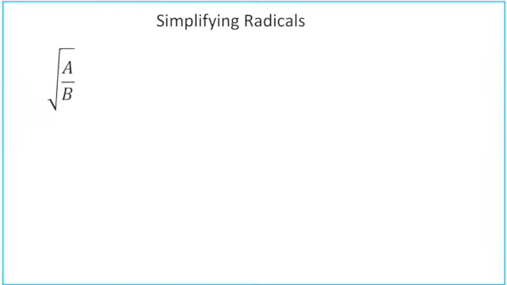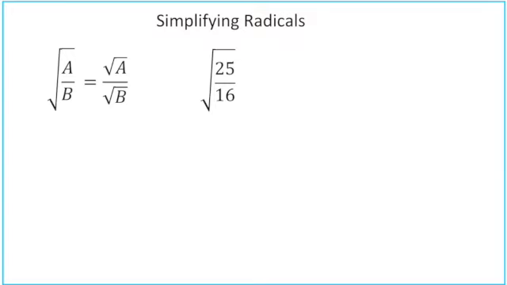Another part of simplifying radicals is what do we do with fractions? So there's a simple rule for this. The square root of a divided by b can be rewritten as radical a divided by radical b. Let's take a look at an example problem.